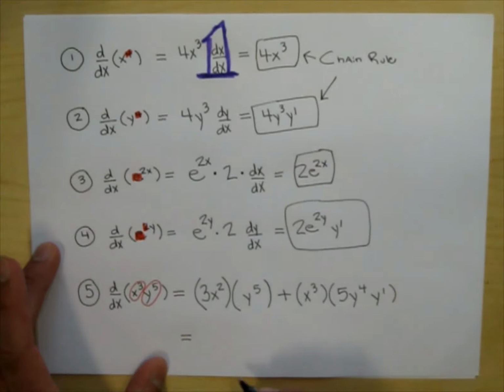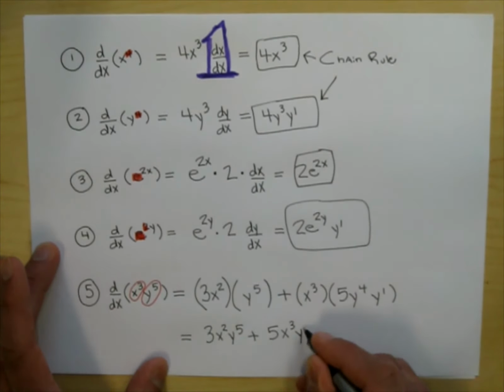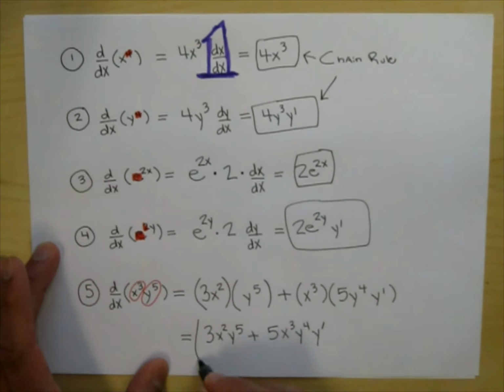So look what we have here. I'm just going to clean it up and not write the parentheses, put coefficients in front. 3x squared, y to the fifth, and then this is going to be plus 5x cubed, y to the fourth, and then y prime. And there's the answer.